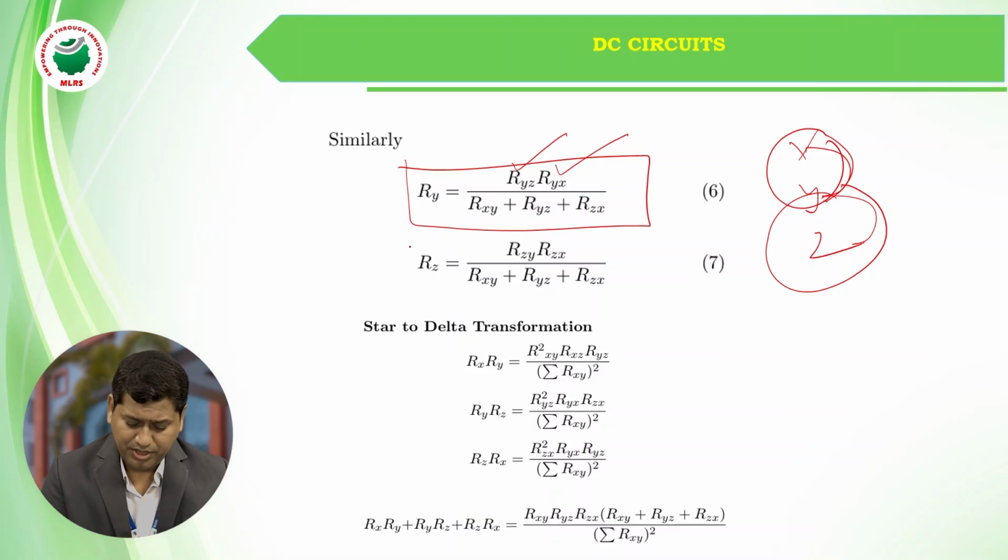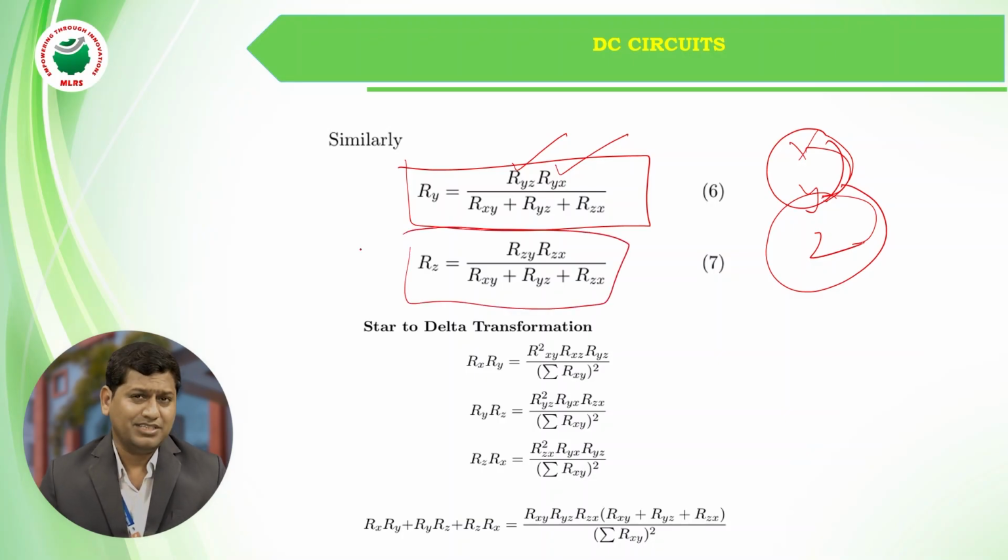Similarly we are going to get the same thing for Rz, the same combination of x, y, z, that is zy and zx. So the numerator will be Rzy and Rzx. The denominator will be Rxy plus Ryz plus Rzx.